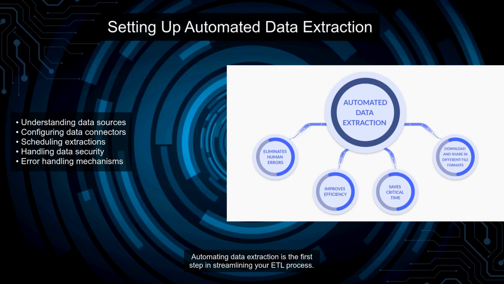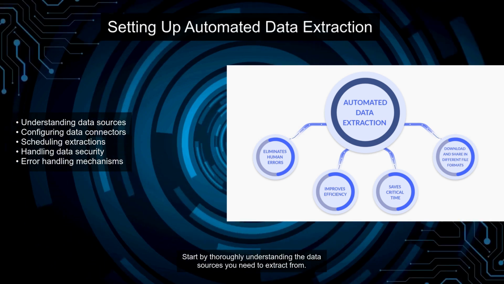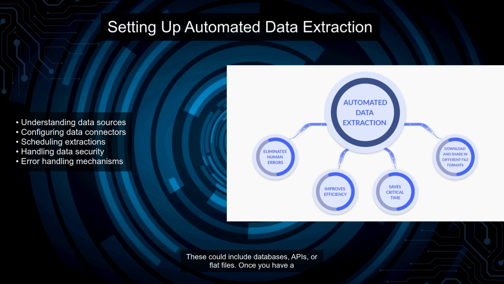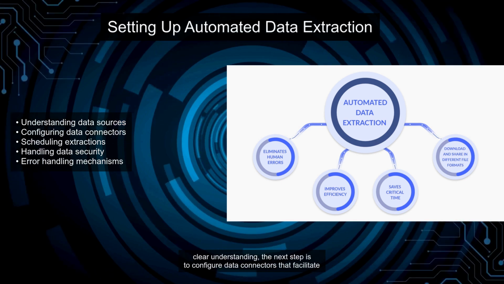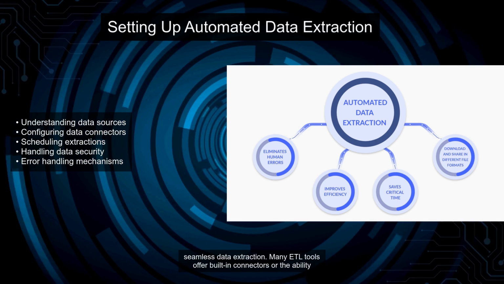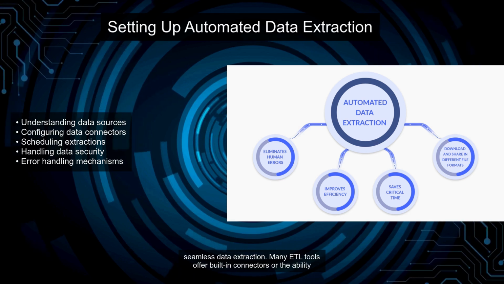Automating data extraction is the first step in streamlining your ETL process. Start by thoroughly understanding the data sources you need to extract from. These could include databases, APIs, or flat files. Once you have a clear understanding, the next step is to configure data connectors that facilitate seamless data extraction. Many ETL tools offer built-in connectors with the ability to create custom ones.